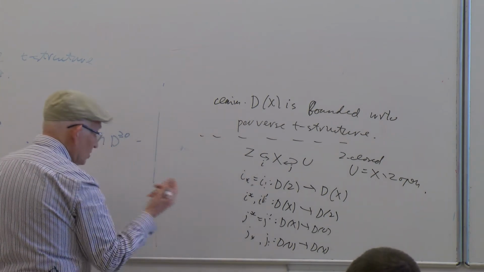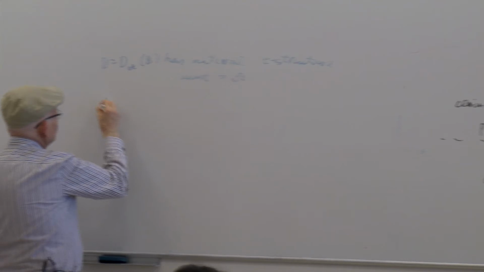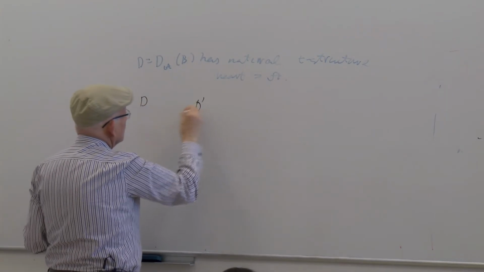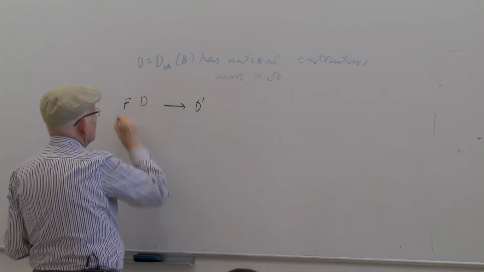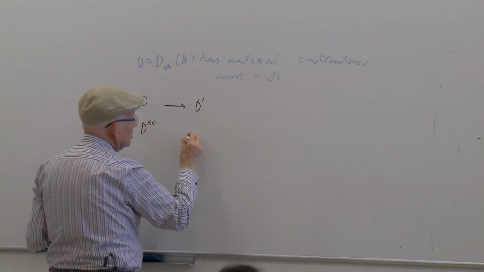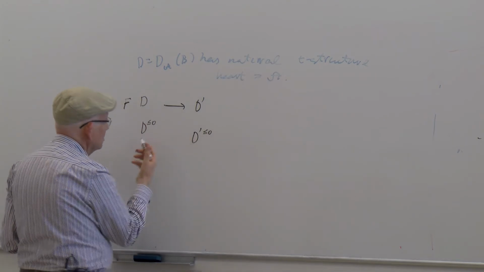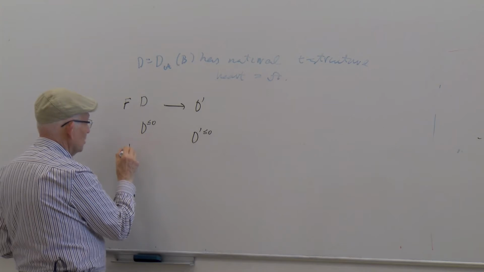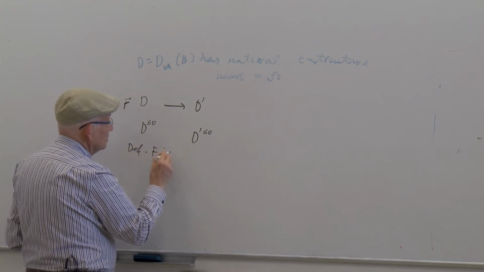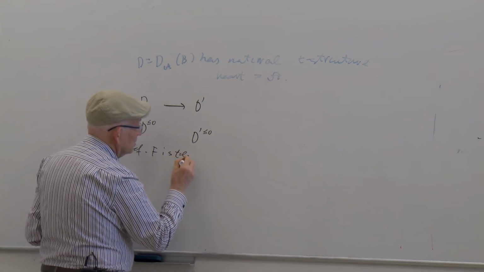So I want to list some properties of these functors with respect to t-structures. Suppose I have two triangulated categories, D and D', and an exact functor F, and suppose I have some t-structure D≤0 on D and D'≤0 on D'. Then, just by analogy with what we have, let's define: F is left t-exact.